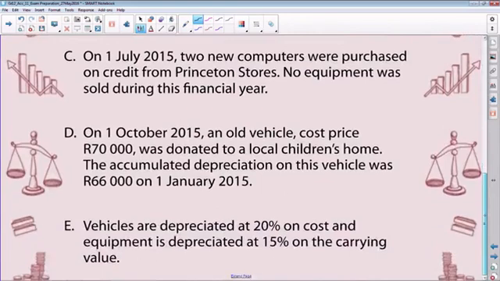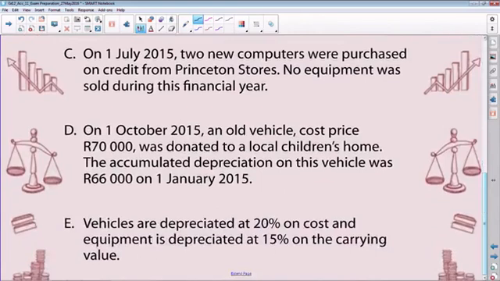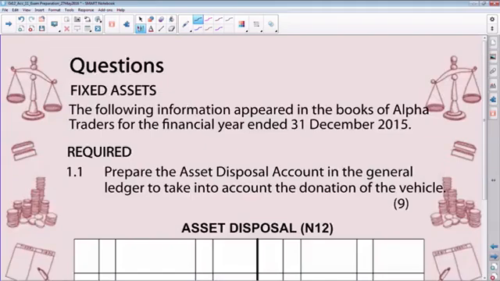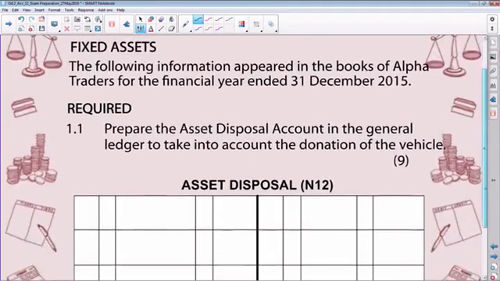We are also told that vehicles are depreciated at 20% per annum on cost, and that equipment is depreciated at 15% per annum on the carrying value. That's the information that we have. Now, what do we need to do? We need to prepare the asset disposal account.